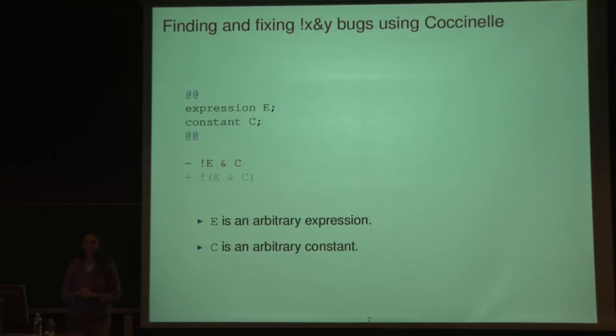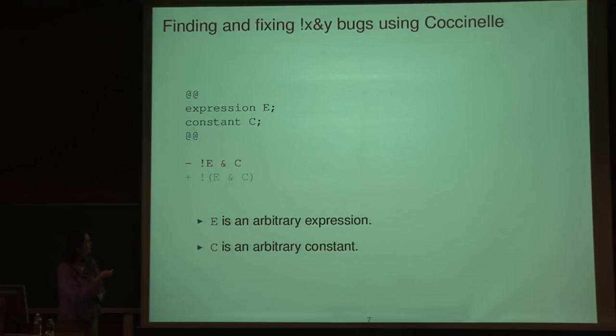So here's an example. This is how we can find and fix that bug that I just showed you. Basically, our idea is that we have a Boolean negation operator, and we have a bit AND operation. The argument of the Boolean negation operator can be any arbitrary expression. So what I've said is that E is a variable, and it can match any expression.